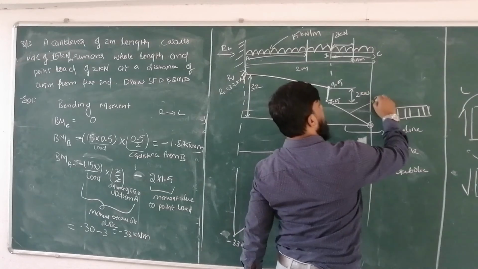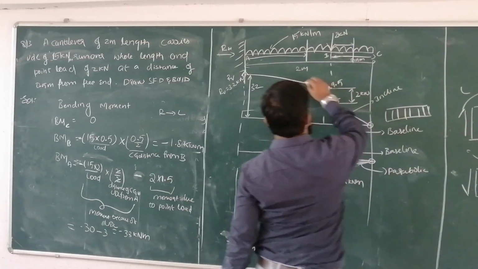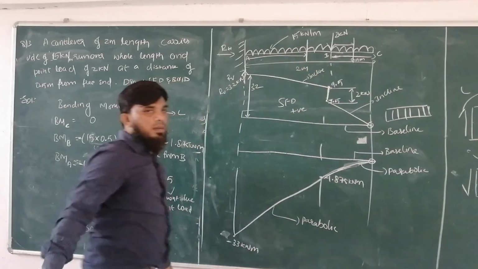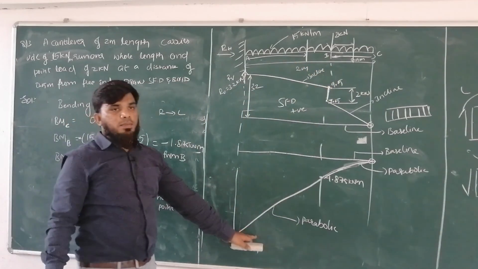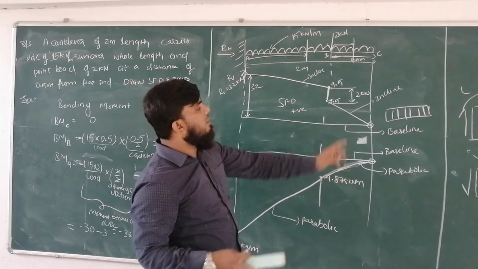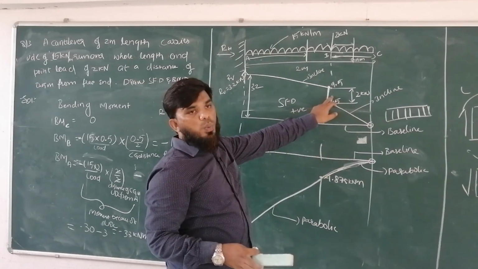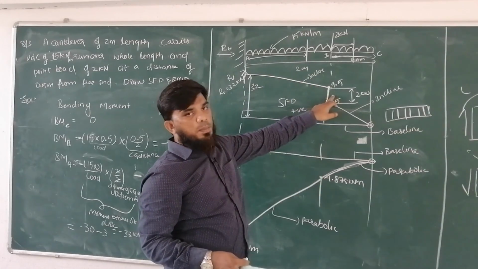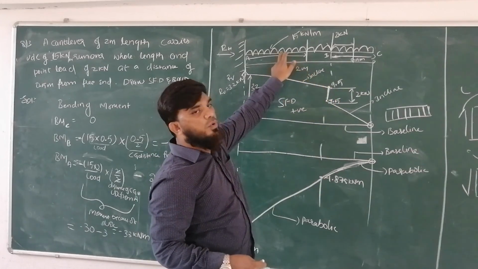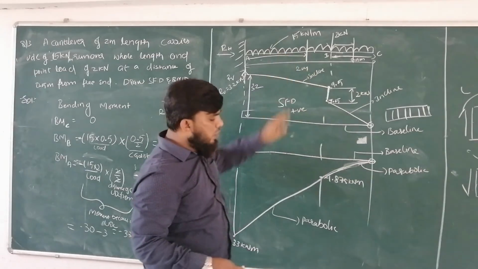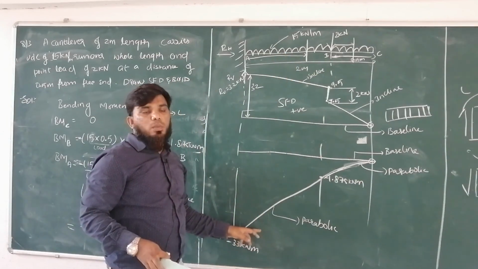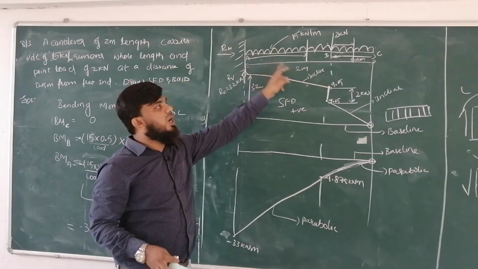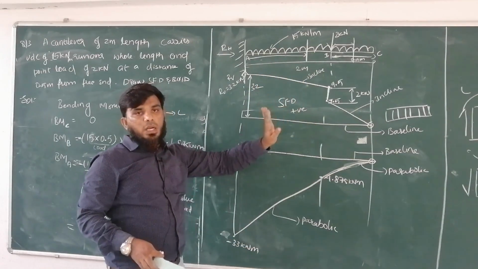Whereas this is inclined, this is also inclined. You should remember, with a UDL an inclined line comes in the shear force diagram. Here it comes as a parabolic diagram. You may get confused: sir, here it is a point load. Why are we taking parabola? The point load is acting only at a point, but the dominating force is your UDL. So obviously the curve will be parabolic, because the UDL dominates compared to the point load.